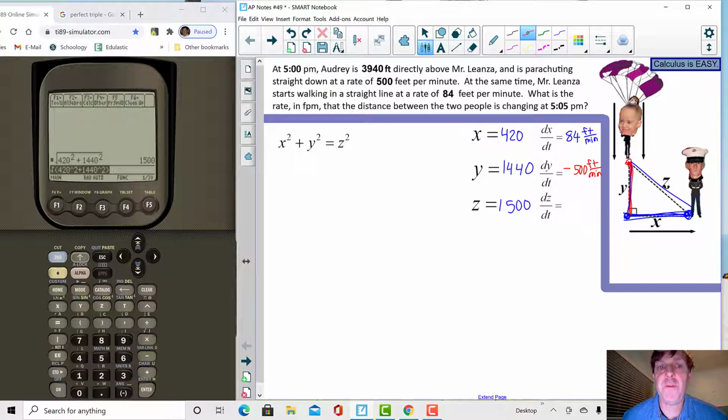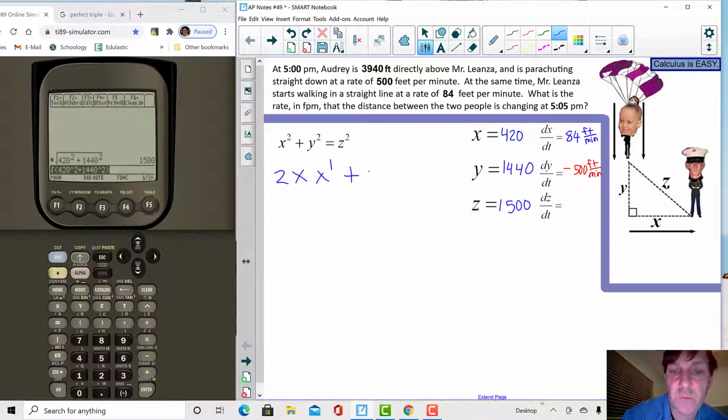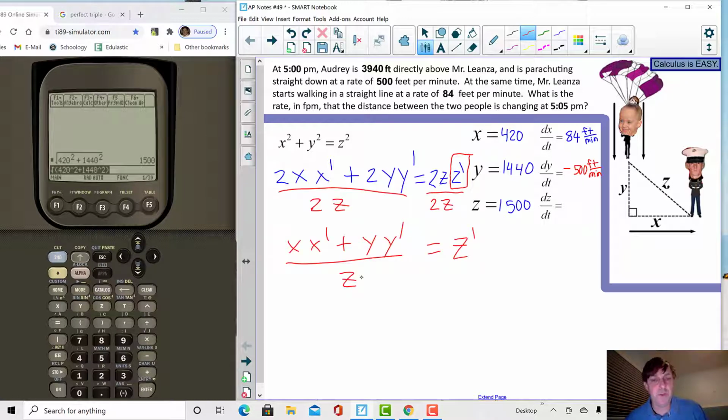Of course, we're trying to find the rate in feet per minute that the distance between them is changing at 5:05. So we're trying to find z prime. We have this equation that relates x, y, and z, so we can do the derivative, and that'll get us z prime. Remember, we're doing this kind of a derivative, d dt, and none of these are the letter t, so we're going to have to do the chain rule each time. Derivative of x squared is 2x, and then x prime. The derivative of y squared is 2y, and then y prime. The derivative of z squared is 2z, and then z prime. We are solving for z prime, so I can divide everything by 2z. My final answer is that z prime is equal to x x prime plus y y prime all over z.